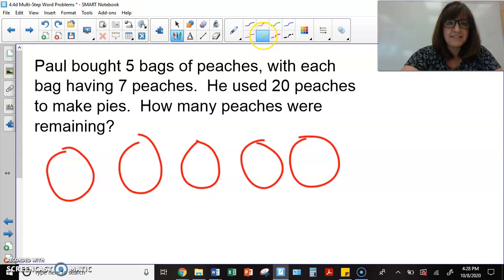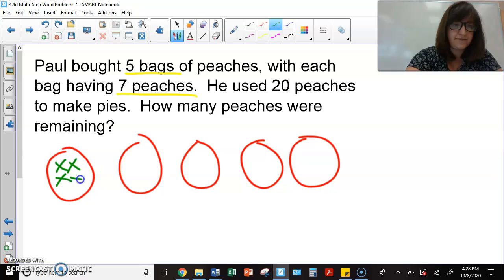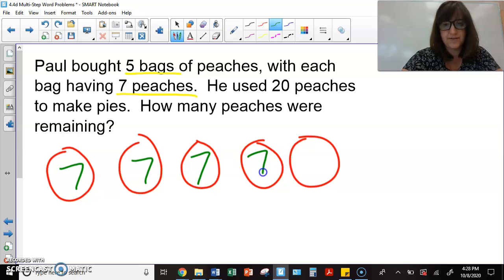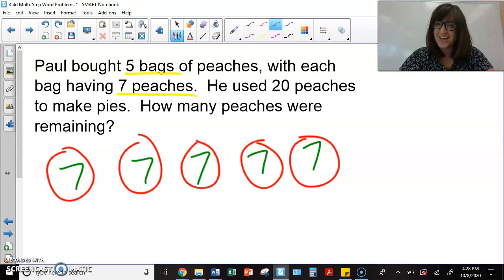So he's got 5 bags of peaches, right? And each one has 7 peaches. I am not going to draw each of my peaches out, but I might draw 7 X's in each, like this. Or another way you can do it is just write the number in each. 7 in here, 7 in here, 7 in here, 7 in here, and 7 in here. Okay? So drawing a picture can look a couple different ways.